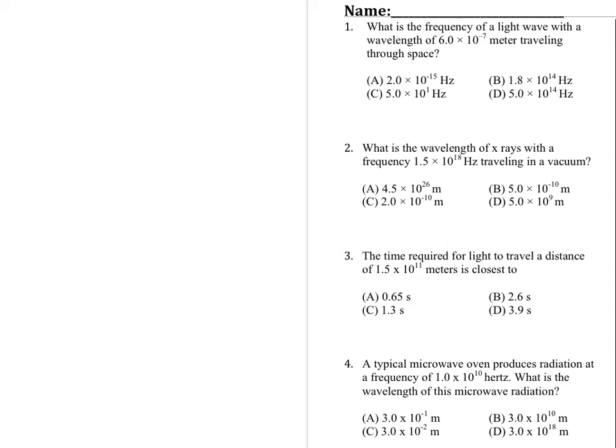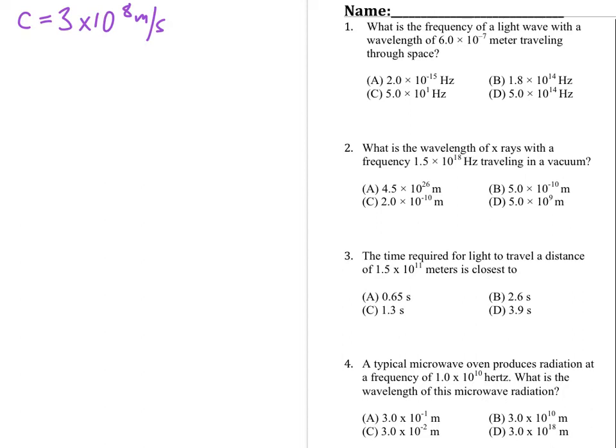Alright, so number 1. What is the frequency of a light wave with a wavelength of 6.0 times 10 to the negative 7 meters traveling through space? Okay, so we're talking about light. This is something that you guys should remember, but in case you forget, it will be on your reference table. It is the speed of light in a vacuum, 3 times 10 to the 8th meters per second. We typically denote it with the variable c to denote that it's the speed of light in a vacuum, not the v velocity that we're all used to.